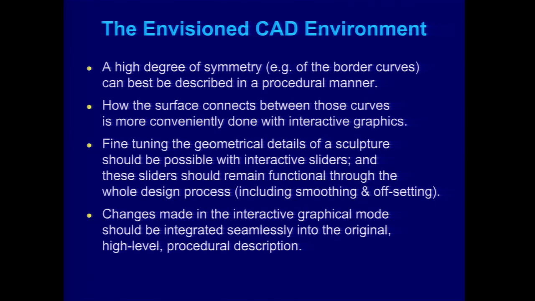The overall symmetry of the border curves that you see in this structure is most easily described in a procedural manner. But how the surface connects to the various branches on these borders is done much more easily through interactive computer graphics. Fine-tuning of the geometry through the whole process should be able to be done by a few sliders that change aspect ratios and angles and the like, and those sliders should remain active all the way through the very end of the design process.